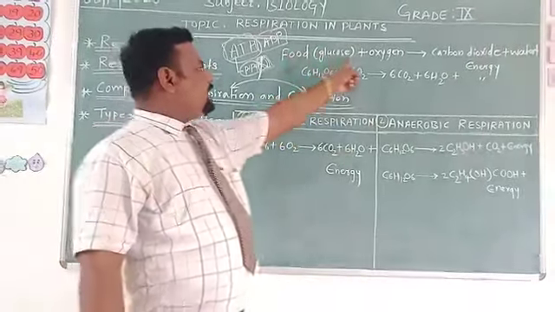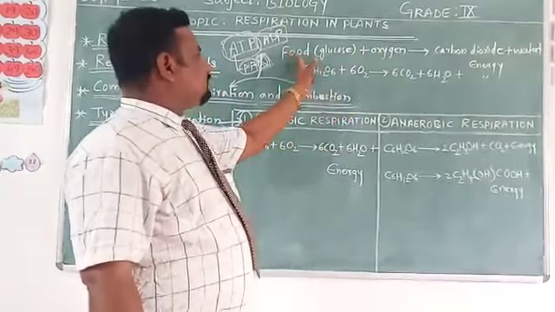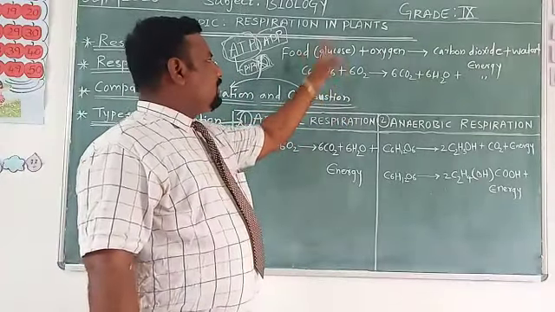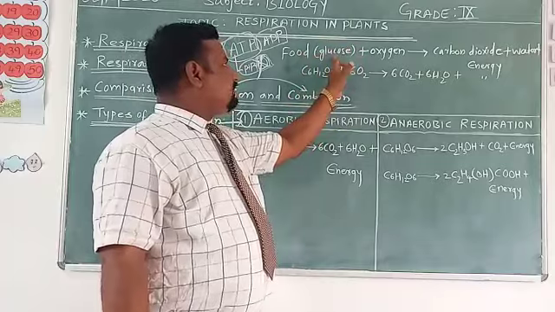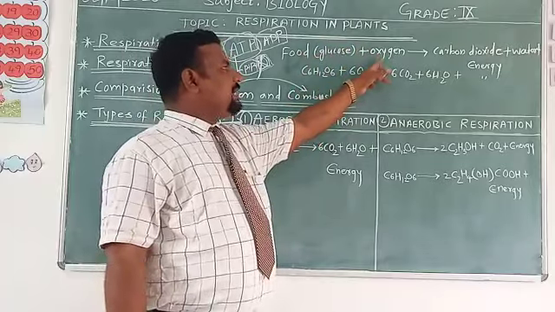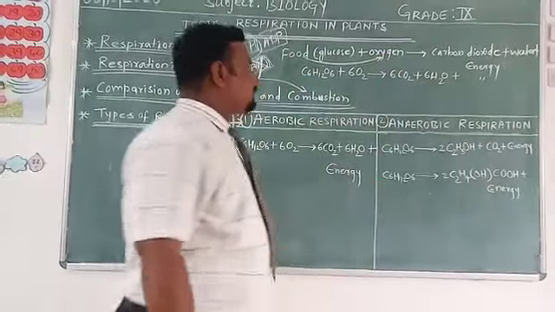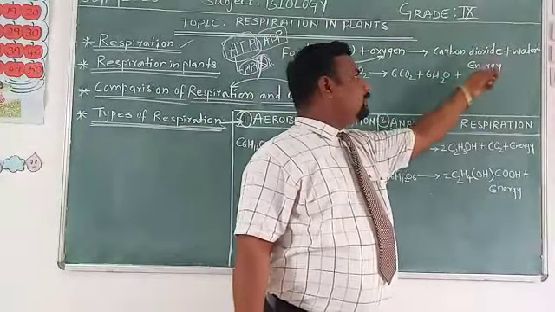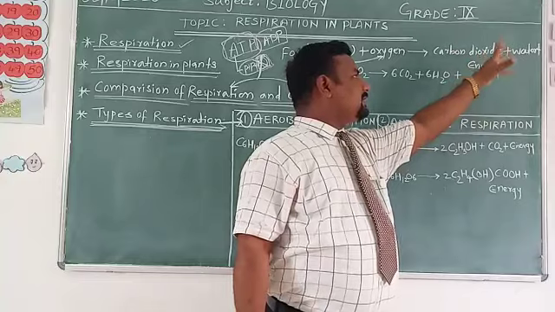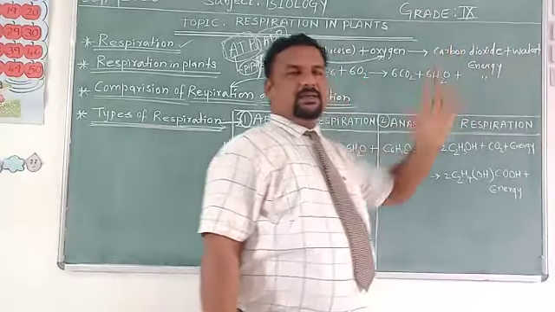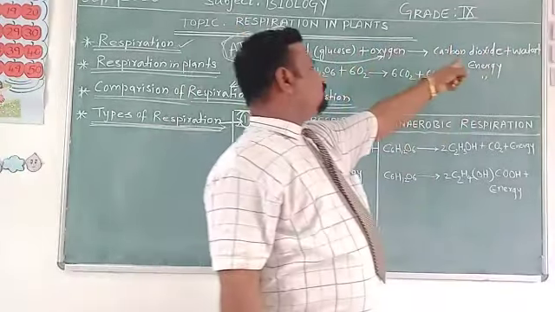This is the word equation given on the top: food plus oxygen. This food, in the form of glucose, is oxidized in the presence of oxygen, and what are the end products produced? Carbon dioxide and water plus energy. So this word equation also shows the same thing.